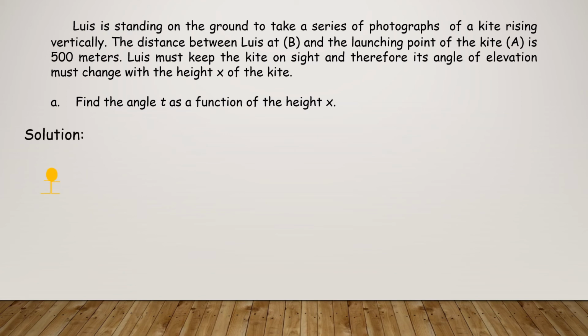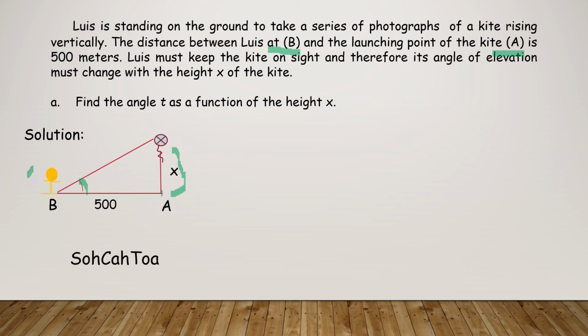Letter A, find the angle T as a function of the height x. So, ito si Luis na magte-take ng photograph. At sabi dito, ang distance between Luis at P, so si Luis ang ating point B, at ang launching point ng kite A, ito yung kite natin. Ito yung point A, kung saan nag-start lumipad ang ating kite, is 500 meters. Luis must keep the kite on sight and therefore its angle of elevation must change with the height x of the kite. So, ito yung height x ng ating kite. At ito naman yung angle of elevation kung saan magte-take ng picture si Luis.